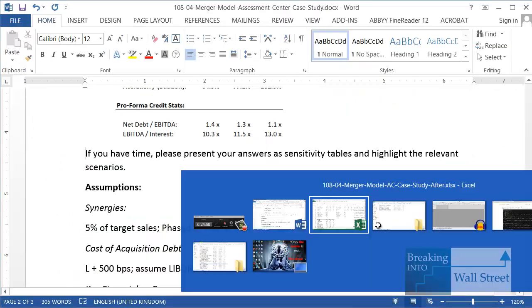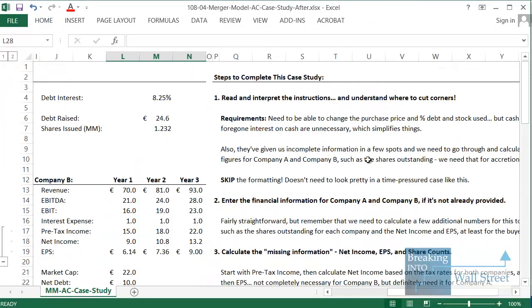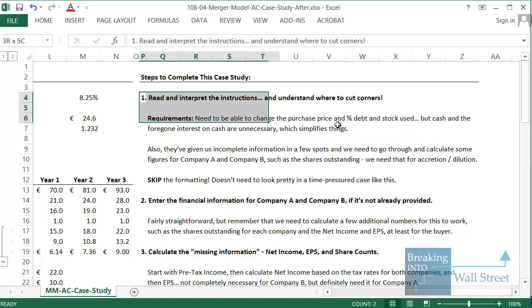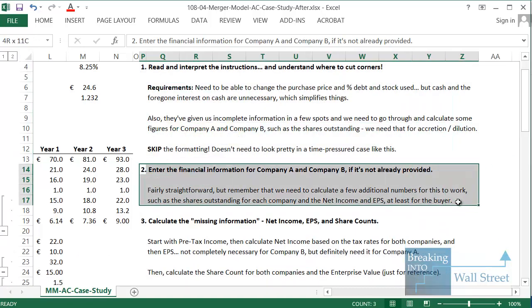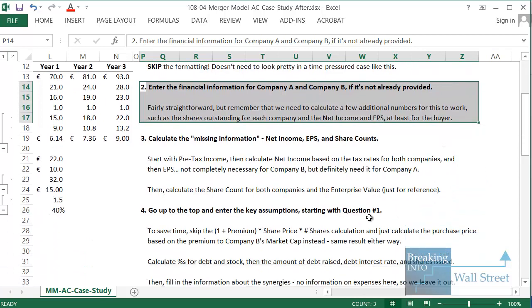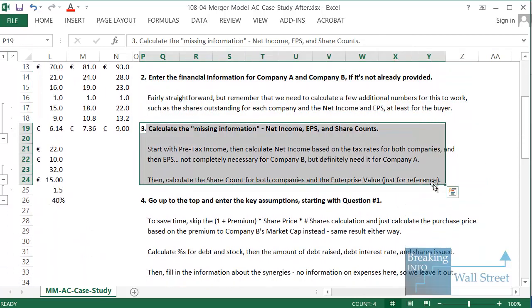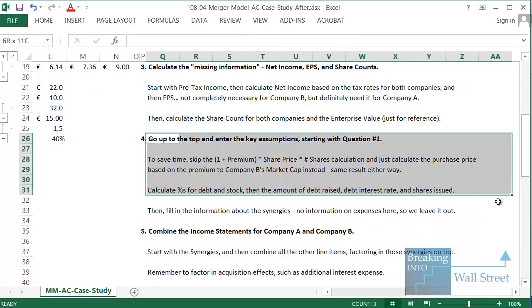So that's it for our case study. To recap what we did here, step number 1 with a case study like this, read and interpret the instructions, figure out where to cut corners. Then you want to enter the financial information for company A and B if it isn't already provided. You have to calculate any information that you're missing, like net income, earnings per share, and share counts here. Then you want to go up to the top and enter the key assumptions.